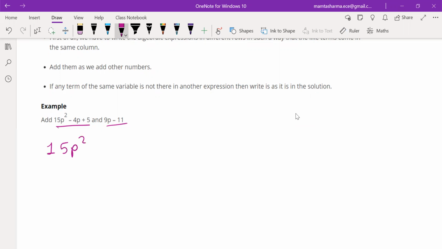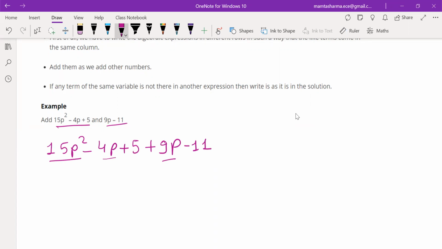15p square minus 4p plus 5 plus 9p minus 11. Yes, ma'am, by adding the like variable. So what are the like terms here? Tanvi: 15p square, 4p, and 9p. They are like terms?